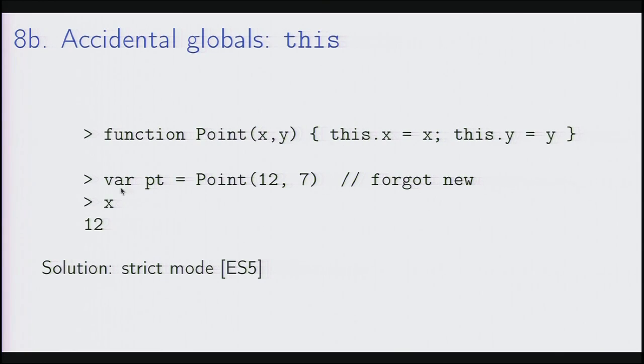As you can see here, you've assigned to x, and afterwards it exists as a global variable. The solution is to use, again, strict mode. What strict mode does for all functions is that the value of this is then undefined if you call a non-method function, and then you automatically get an error, because undefined just doesn't have a property x, and you can't add new properties to undefined, so you'll immediately get an error.